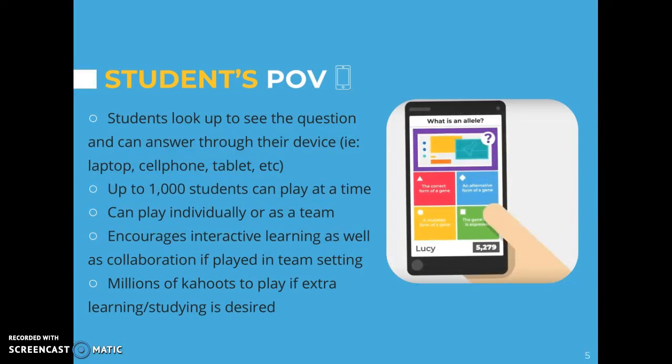On the flip side, in a student's point of view, all you need is some type of device, i.e. a cell phone, laptop, or tablet. You would just use a specific pin code given by your teacher to participate in a game, and from there you can play individually or as a team. While the questions are projected on the screen, the answer choices are shown on your device, and from there you can decide what's your answer. Your device will also keep track of the amount of points and questions you got correct.